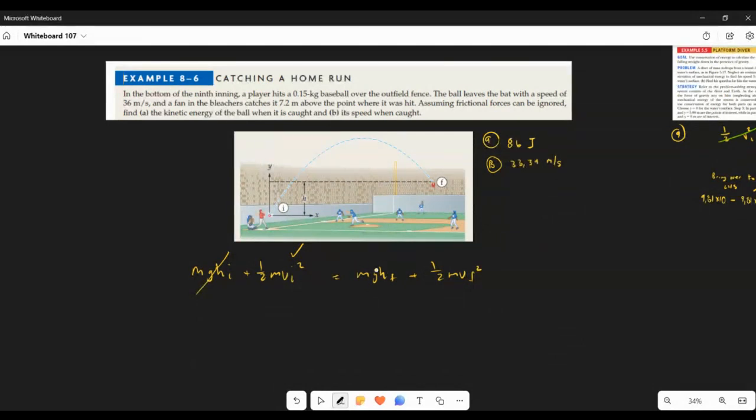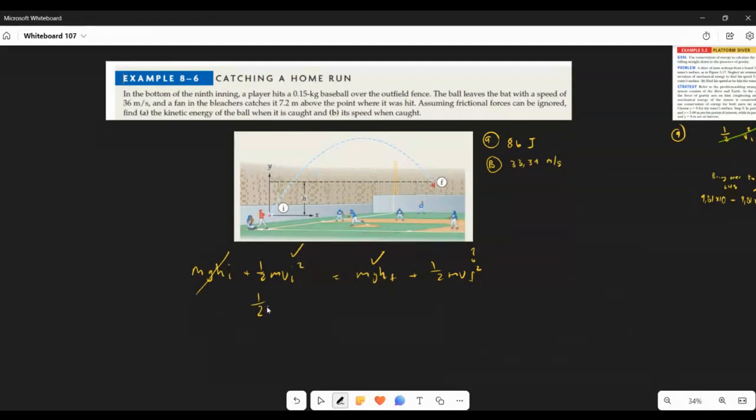Over here, they're asking the kinetic energy of the ball when it's caught. So it's essentially this term which we're looking for. And when it's caught, it's 7.2 meters high, so it does possess potential energy over there. So what we're essentially going to be doing is taking this part, minusing that part.